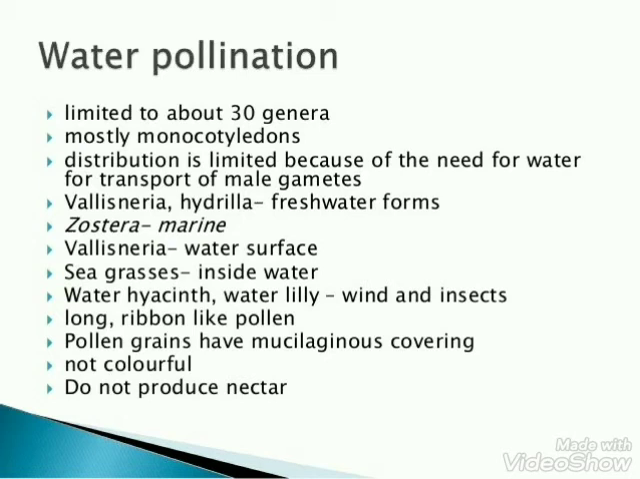In Vallisneria, the female flower stalk is coiled to reach the water surface to receive the pollen grains carried by water currents. Pollen grains are protected from wetting by the presence of a mucilaginous covering.